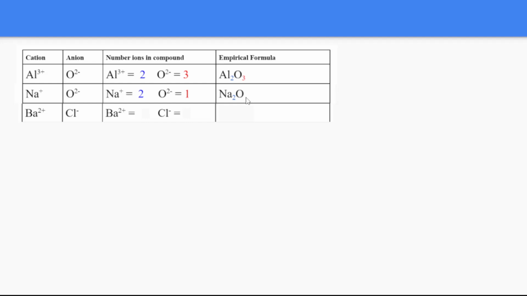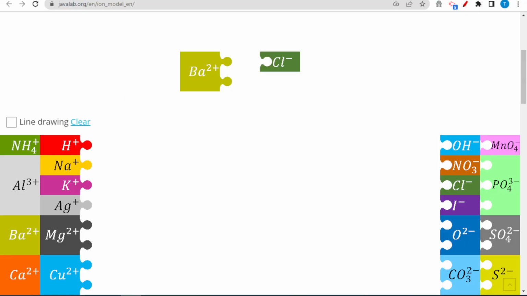We don't put a subscript of 1, we just know that if oxygen is in the formula, that means there's at least 1. The next example, we have barium and chloride. 1 barium and 1 chloride does not equal 0. 2 minus 1 does not equal 0. We need another chloride.